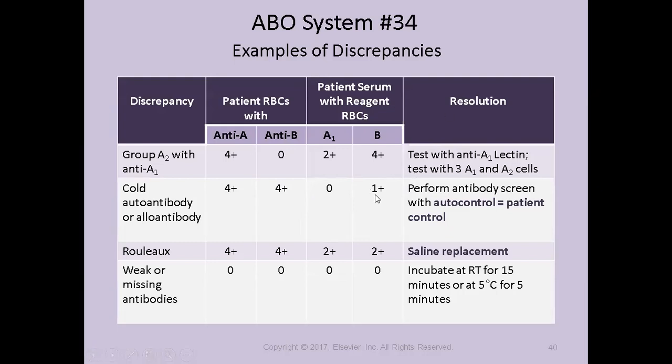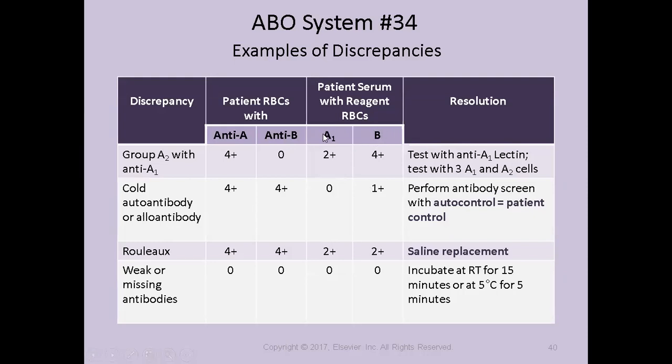So this could be just some other antibody that's reacting with some other antigen on these B cells. And so we could do some tests that we're going to be talking about in more detail later, an antibody screen with a patient control, where we test the patient with themselves to see if they're auto-agglutinating or if they're agglutinating with these screening cells. And so basically, this antibody that they have just happens to be reacting with some other antigen present on these B cells.